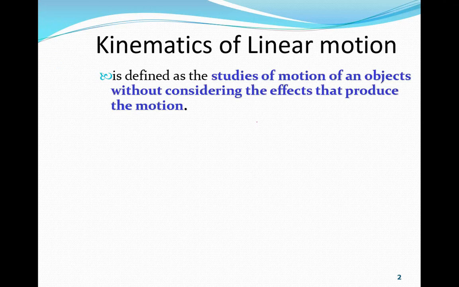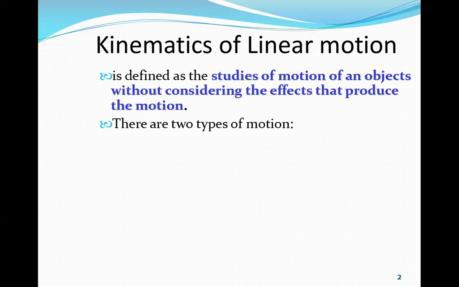Now, kinematics is defined as the study of motion of an object without considering the effect that produces the motion. The effect that produces the motion means the cause by which the motion is produced. But it is a very general definition. We are discussing this later in the next step. There are two types of motion, as I already explained.